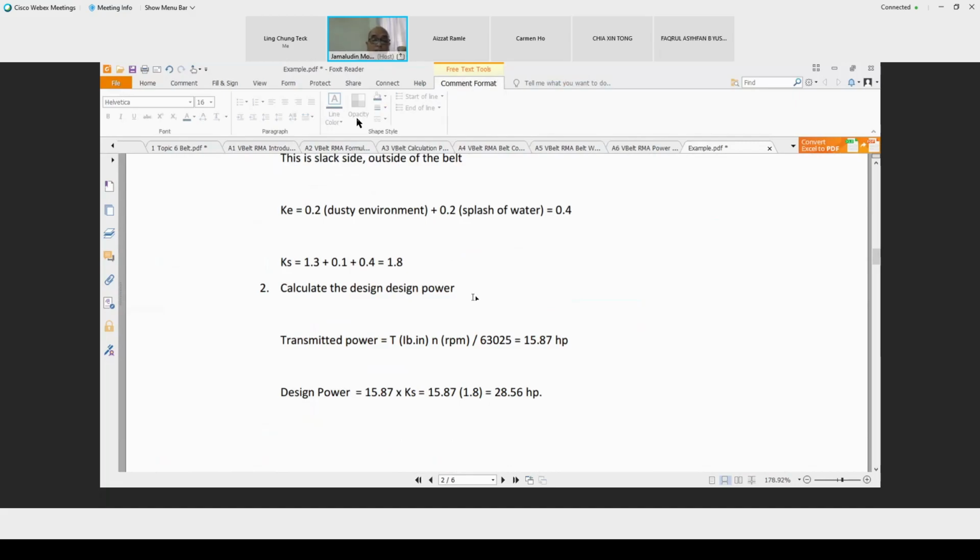All right, in order to calculate this one, firstly you need to calculate the horsepower based on the torque here. Again, the torque is going to be 2000 times the RPM 500, and you will get 15.87 horsepower. Okay, that means the design power will be times Ks, and we get 28.56 horsepower.